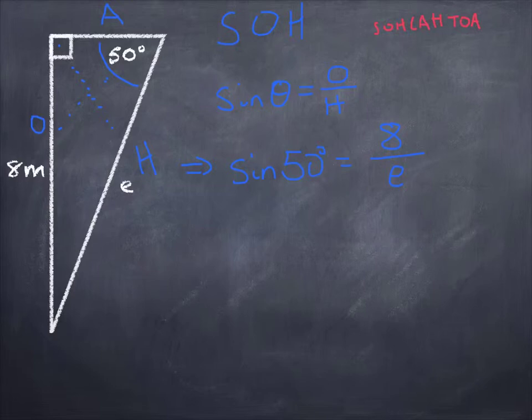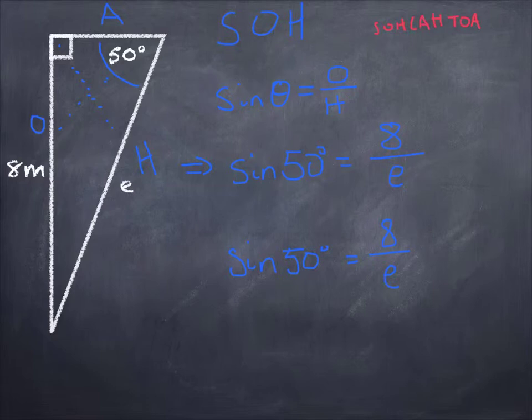So to rearrange it, we want to get this E by itself on one side and all the rest of this on the other side to give us something to chuck into a calculator. So the first step is if we've got something divided, sine 50 equals 8 divided by E.